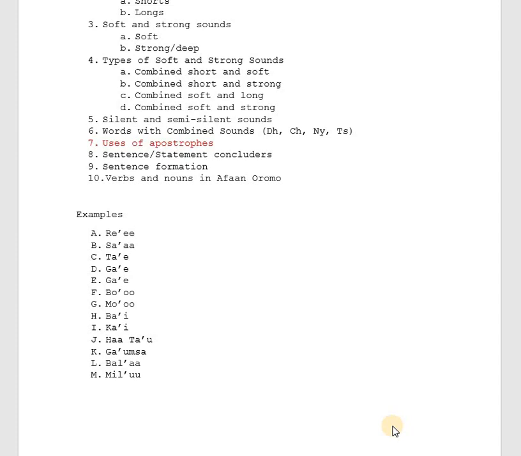taumsa. Number two, ba'a. The third, har'ah. Number four, mi'ah. And number five, the last one, ya'i.